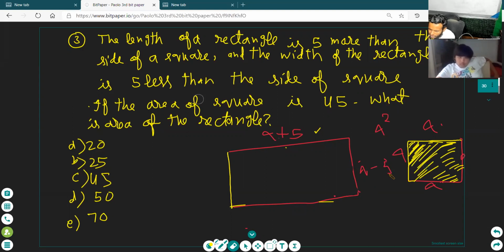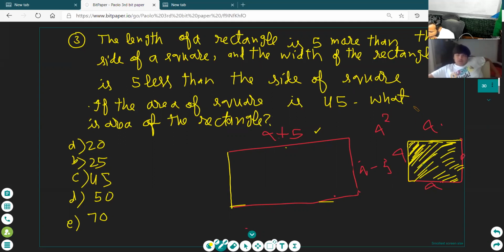Read the statement. You are not reading the statement. The side of the square. Okay, write it. If the area of the square is 45, what is the area of the square? Then the area of the square is 45. What is the answer of this?